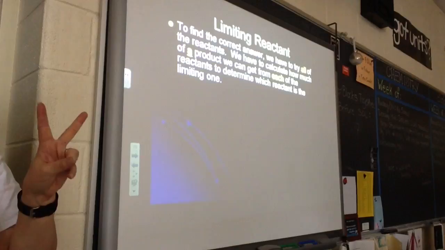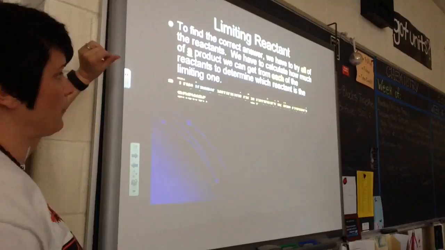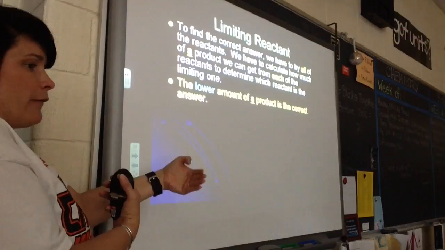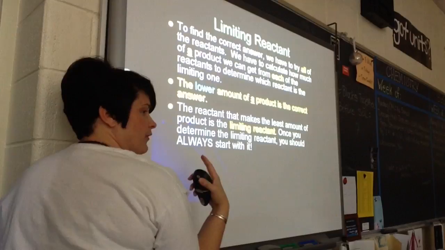Usually it's two. Okay? These are usually not super complex problems, like six things on the left. That's insane. We just don't, I mean, you get into college maybe, but we don't bother with that right now. Okay? So whichever reactant makes the least amount of product, that reactant is the limiting reactant. The correct answer.